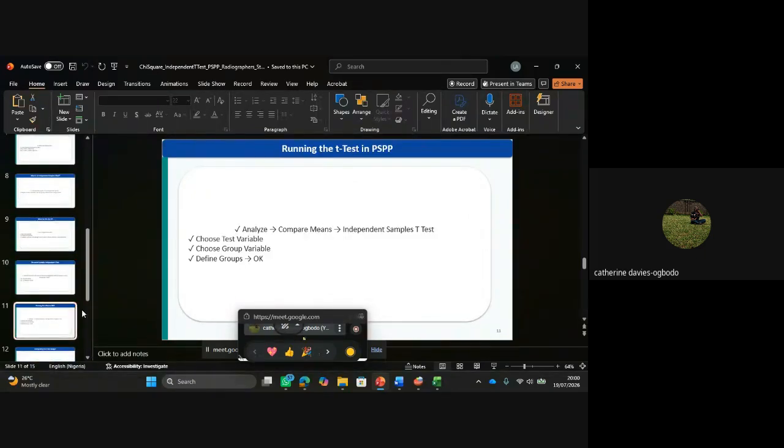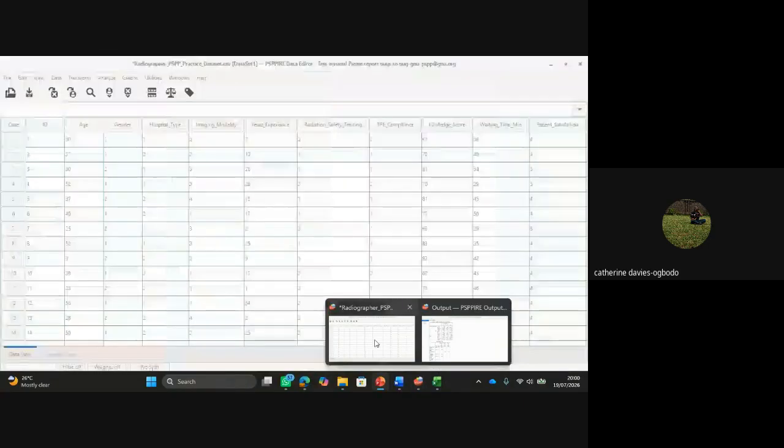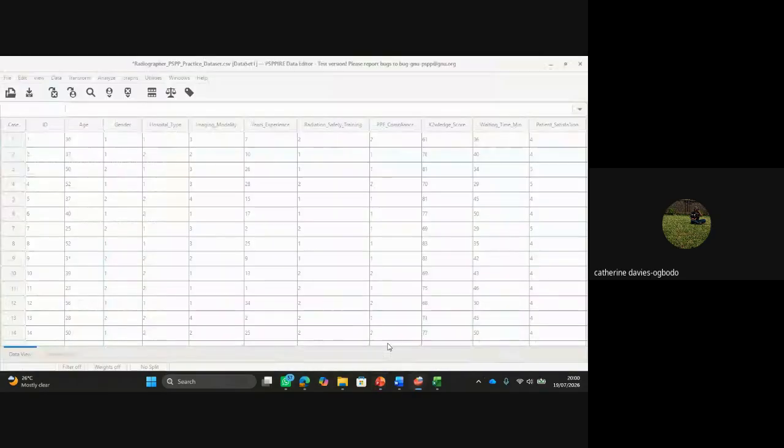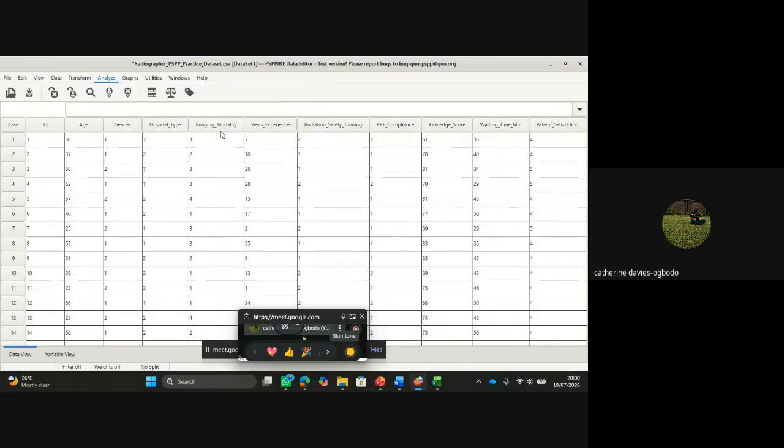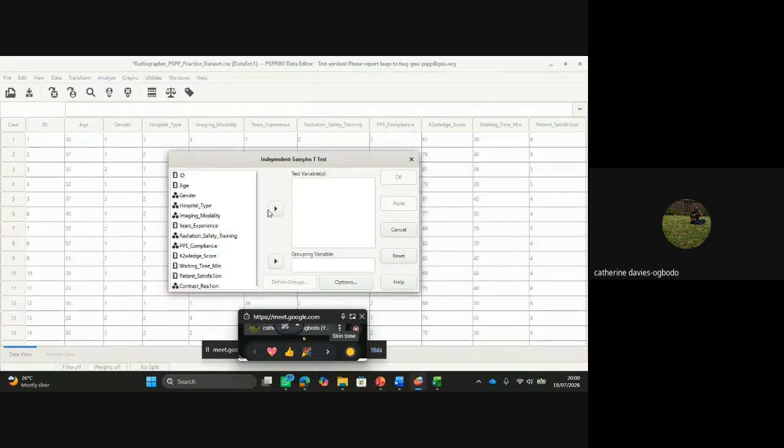Okay, so basically, we'll see it on SPSS now. You go to Analyze, you go to Compare Means, then you go to Independent Samples T Test. Okay, so let's do that. Analyze, Compare Means, and Independent Samples T Test. Okay, so the first question I have here, we can use this one.